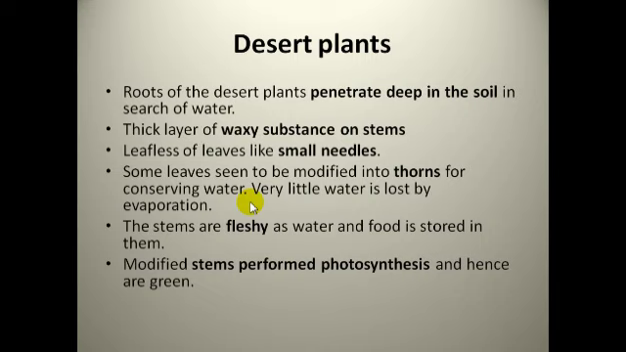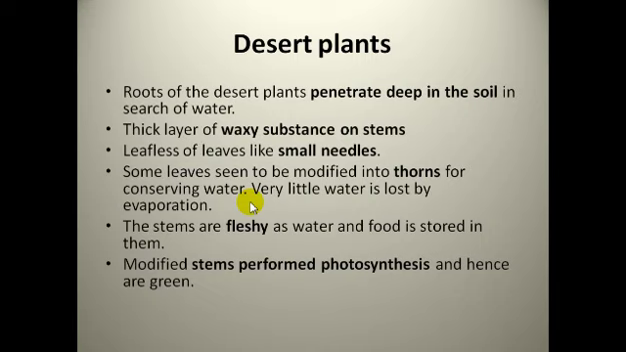So what they try to do is store it in their stem. As we all know, if we know that we are not getting dinner today, we will try to save some food for the evening from the daytime only. The same thing these desert plants do. They know that if they are not going to get lots of water, they cannot prepare food, so they try to store it in their stems.